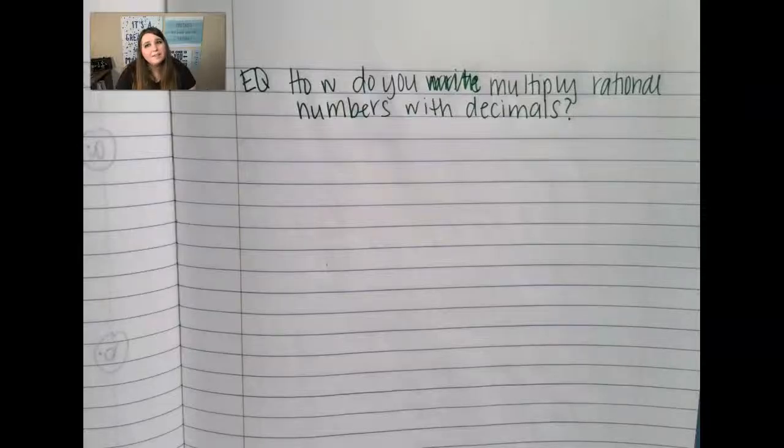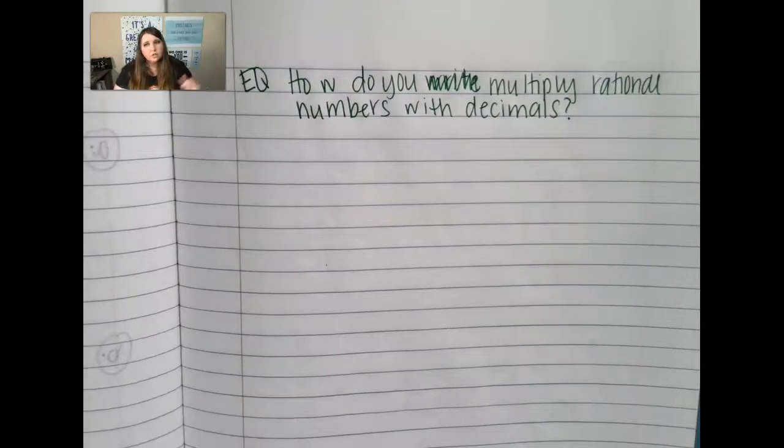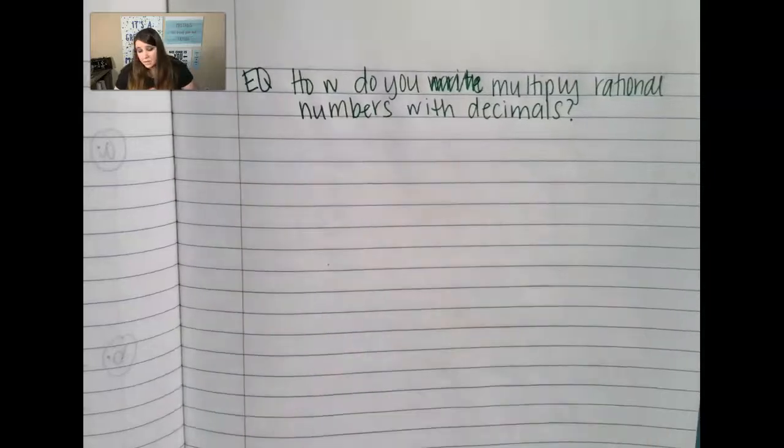Everyone. Today we're going to be looking at multiplying rational numbers when they have decimals. In order to solve these problems, there's two different ways that we can work on them. We can solve them like we did in our last lesson, where we created fractions and then multiply straight across, or we can solve them as decimals. So we're going to look at these problems two different ways today.